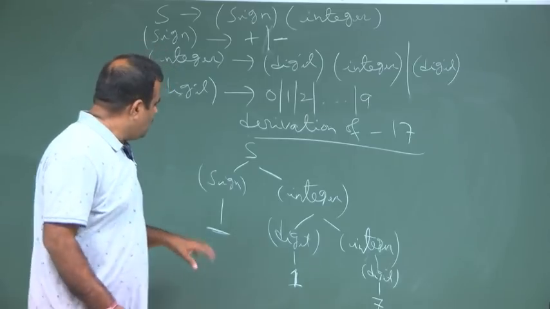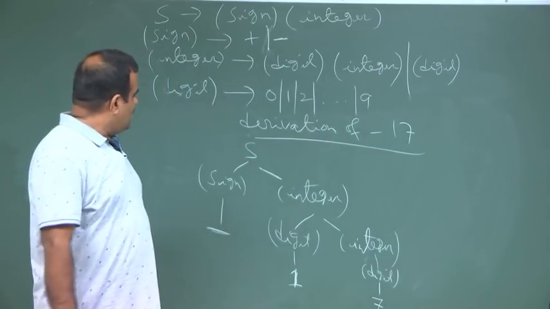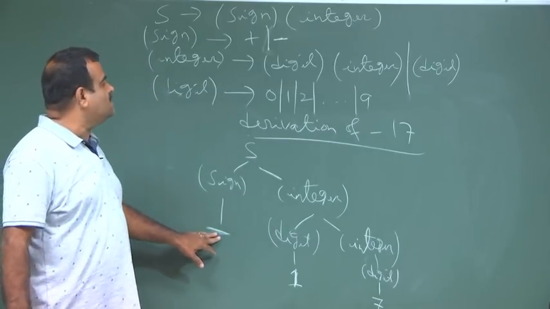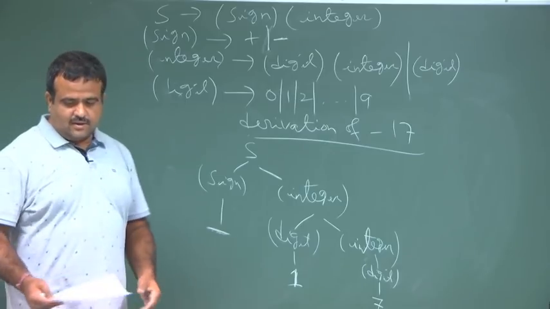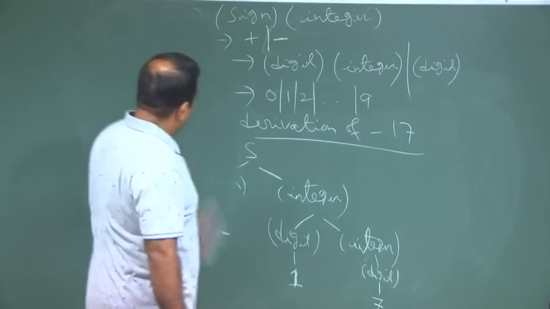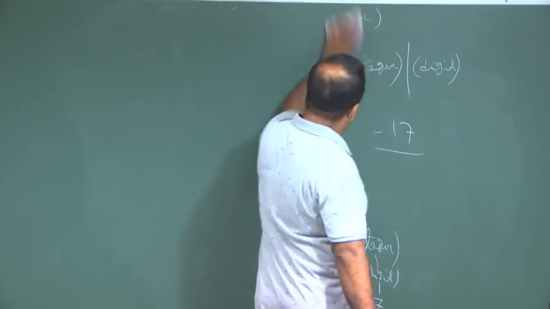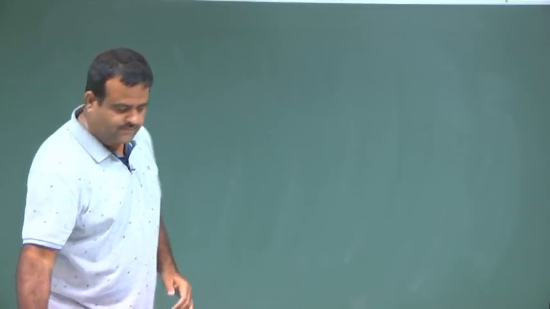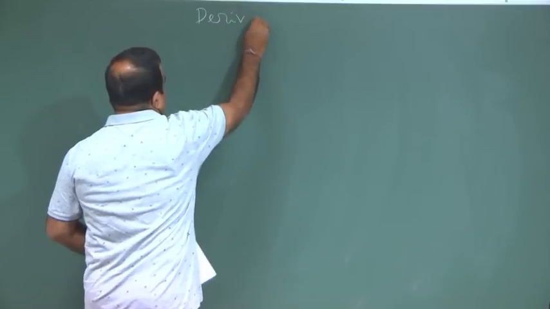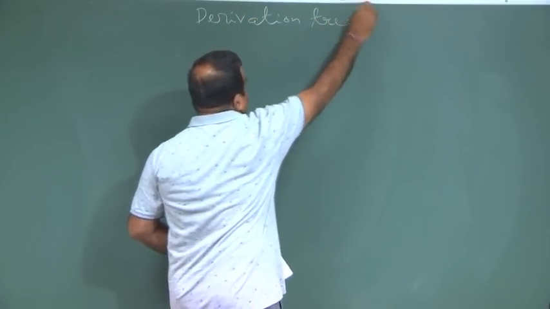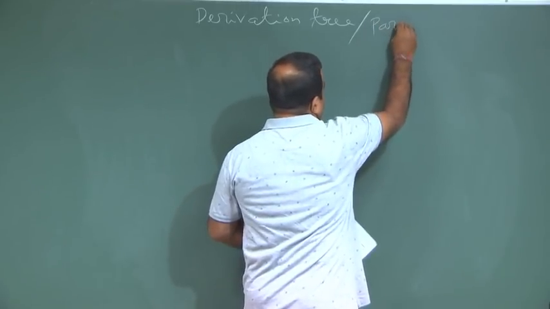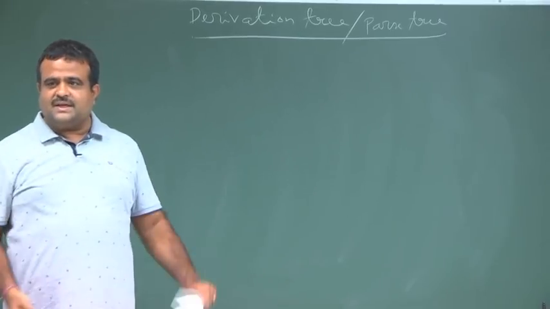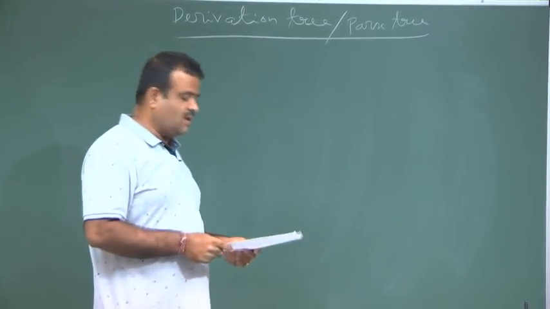So, let us formally define what we mean by a parse tree. If we have, say, plus 17, we will have this symbol to be plus like this. Any integer can be derived from this S. So, let us formally define the derivation tree or the parse tree for a grammar. This is also called a parse tree. Okay. So, the tree we have just seen is called a parse tree or the derivation tree for a given grammar, for a given string.